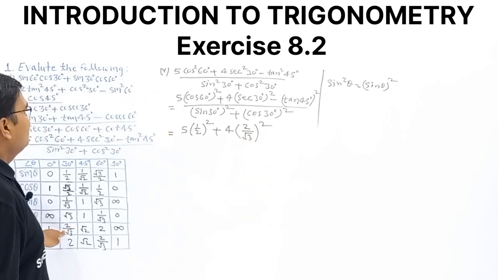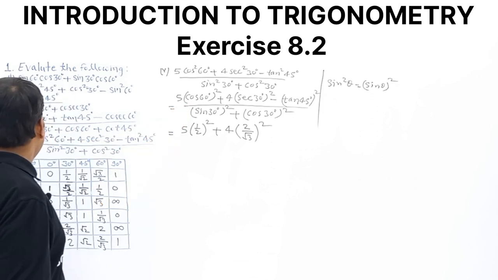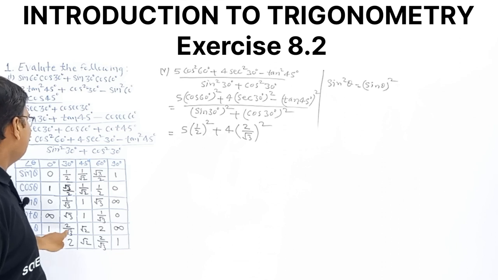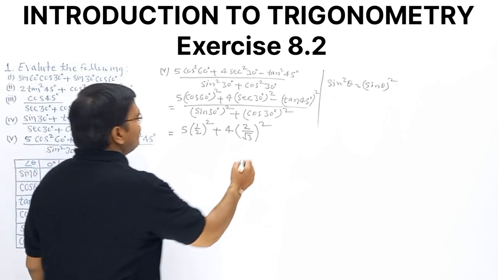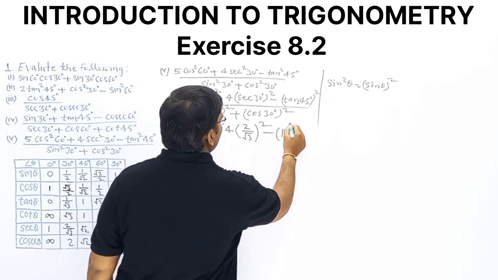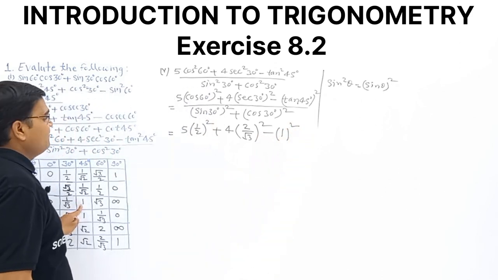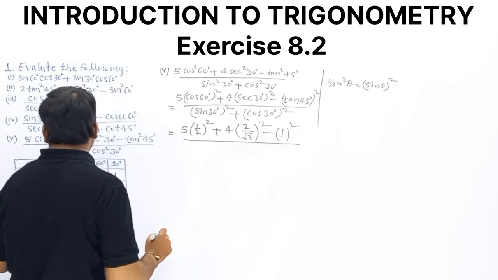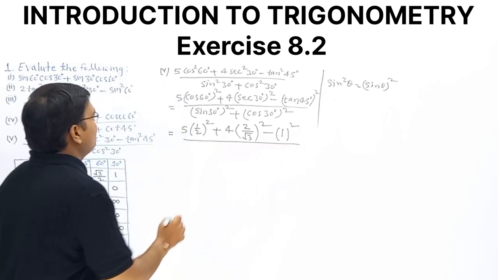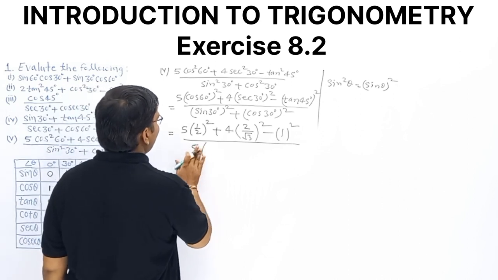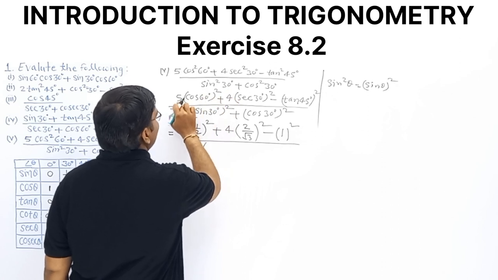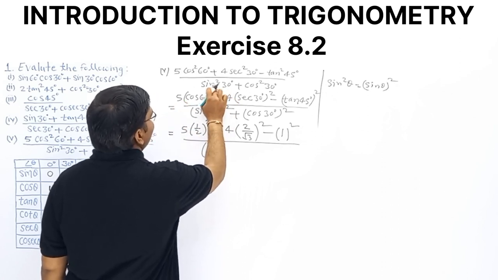Again observe. First we want cos 60. Cos 60 is (1 by 2) whole square. Then sec 30. Sec 30 is (2 upon √3) whole square. Clear? Now minus tangent 45 is 1. Tangent 45 is 1. 1 whole square, divided by sin 30. Sin 30 is 1 by 2. It is sin square 30 only, and 5 is there in the numerator. So this is what? 5 sin square 30.